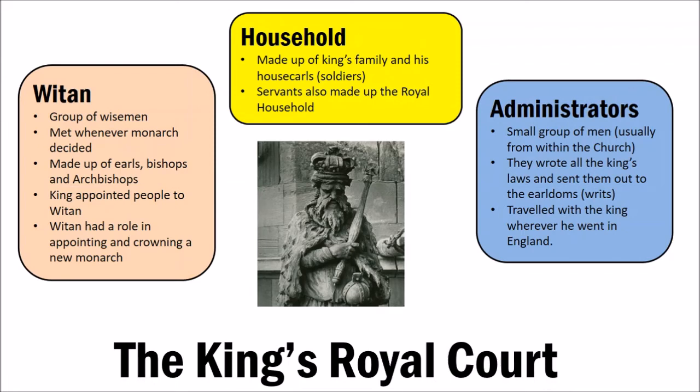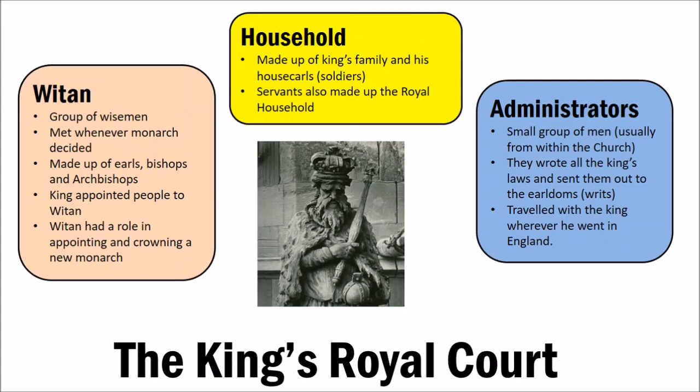The second part of the King's Royal Court was the household, made up of basically his family, his wife, maybe his sons, his housecarls as well. His housecarls, of course, being his soldiers, a bit like knights. Although you didn't have knights in Saxon England, they were known as housecarls. And we will study housecarls a little bit later in this course because we'll be looking at the army very soon. So if you're interested in that, tune back in. Servants also would make up the royal household, but I don't imagine servants would be advising the king on anything.